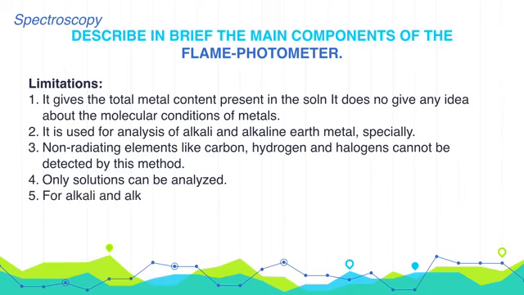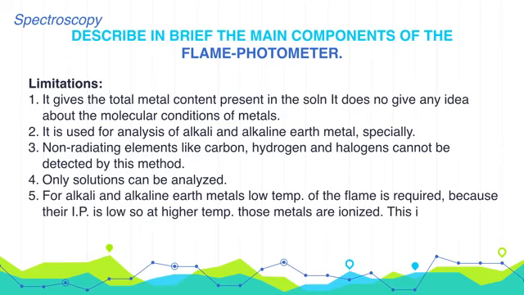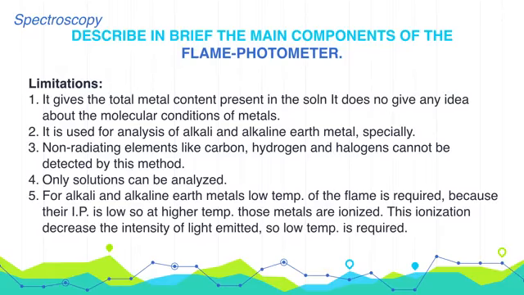For alkali and alkaline earth metals, low temperature of the flame is required because their ionization potential is low. So, at higher temperature, those metals are ionized. This ionization decreases the intensity of the light emitted, so low temperature is required.